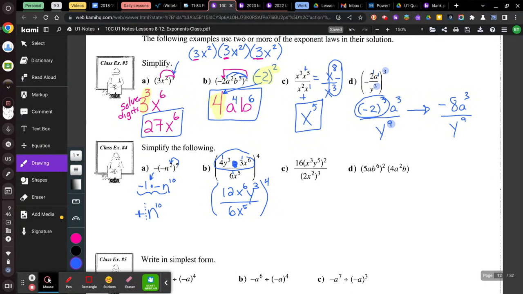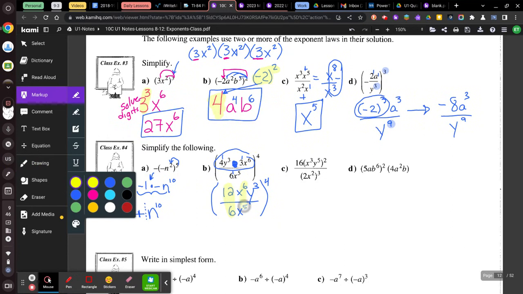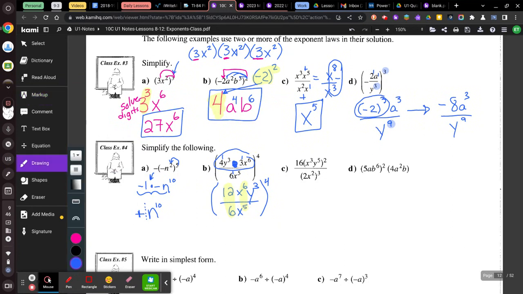The x's can simplify. And what about my digits? Right, the 12 divides by 6, right? So there's two things I need to simplify. I need to simplify those, and I need to simplify those. Then I can deal with putting the outside one in. You always have to simplify your bracket inside first.